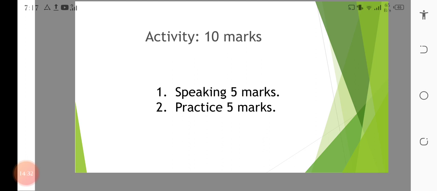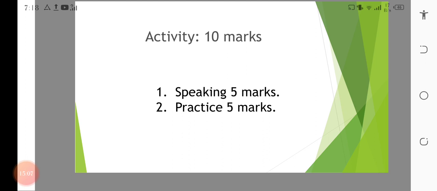Like if I talk about my routine, I wake up early in the morning, then I offer namaz, then I do breakfast, I read a book, then I do some home chores. Keep the word in mind, home chores, ghar ke kaam. Then I do home chores, then etcetera. You have to start from the morning and go till the end when you come to your bed for sleeping.